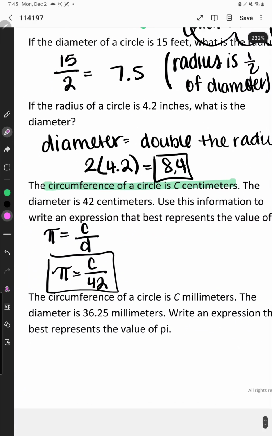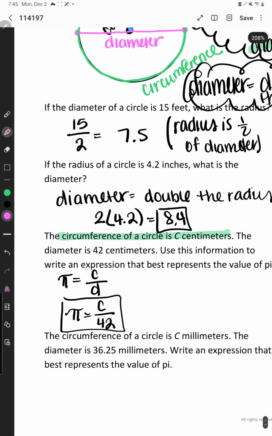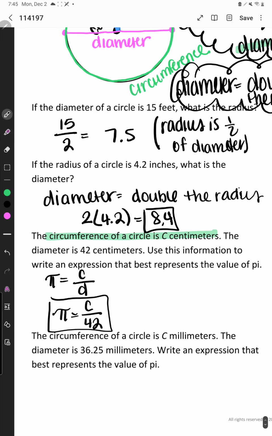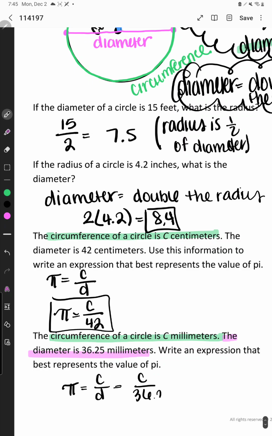Okay, this one says that the circumference of a circle is c millimeters, the diameter is 36.25 millimeters, and write an expression that best represents the value of pi. So we know that pi equals circumference divided by diameter. In this case, we don't know what our circumference is. It says that it's c millimeters, so I'm going to keep that as c. And then it says that the diameter is 36.25 millimeters, so I'm going to change my diameter to 36.25.